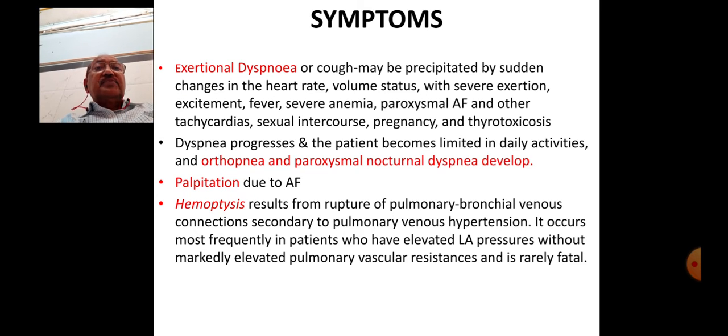So, symptoms: exertional dyspnea or cough may be precipitated by sudden changes in the heart rate or volume status with severe exertion, excitement, fever, severe anemia, paroxysmal AF, and other tachycardias. Even sexual intercourse, pregnancy, and thyrotoxicosis can precipitate. Dyspnea progresses and the patient becomes limited in daily activities, ultimately landing on orthopnea.